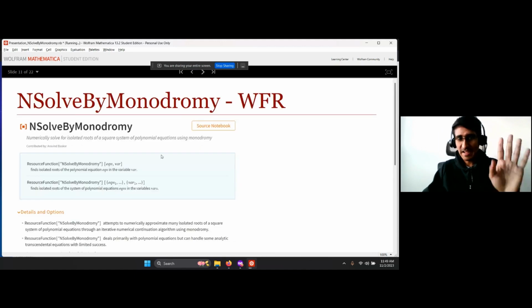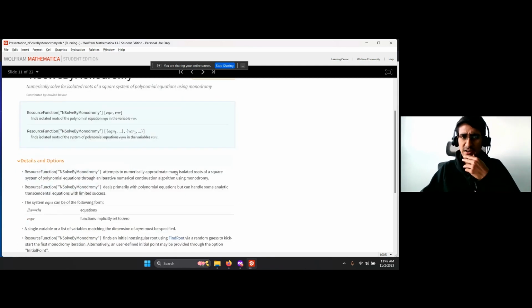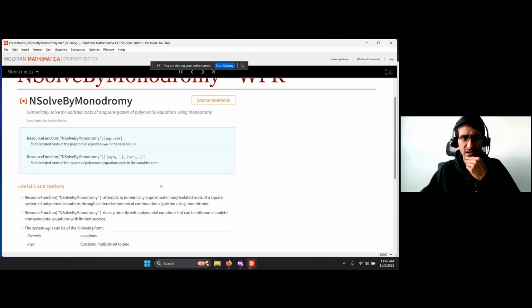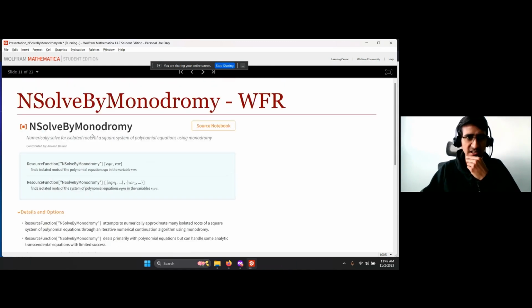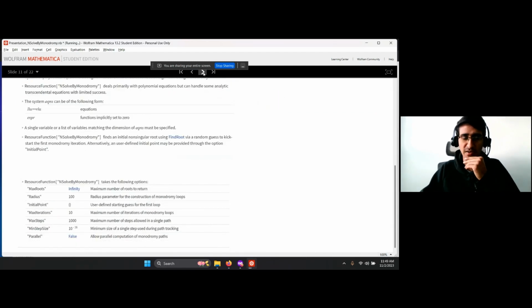Anyway, that's all the details. I've put all of that together. That's a lot of details there. Put that together into this NSolve by Monodromy solver. You can read about this if you go to the Wolfram Function Repository and look for NSolve by Monodromy. You will find this solver and some documentation as well.